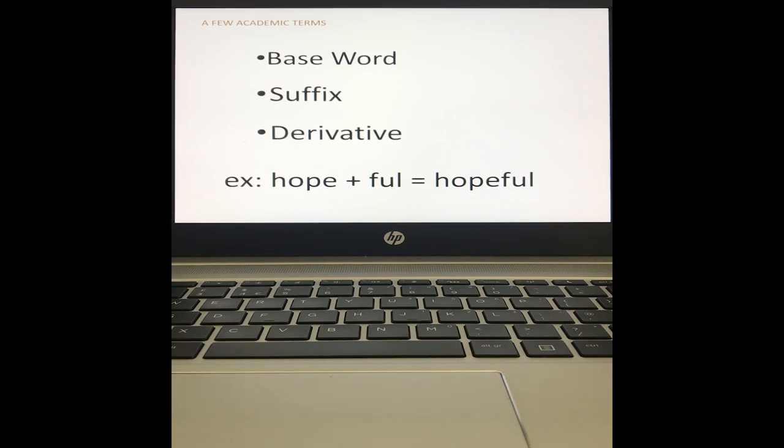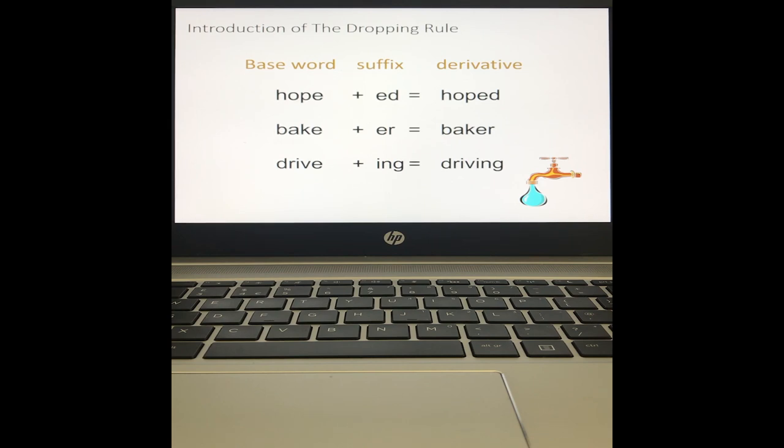Now let's look at the dropping rule. There are three columns here. The first column has base words. The second column has suffixes. The third column has derivatives. Remember that a derivative is a base word plus a suffix or prefix. Let's look and focus on the first column. Let's see how these base words are the same. What do you see in final position? Yes, you see that all the base words end in a final E.